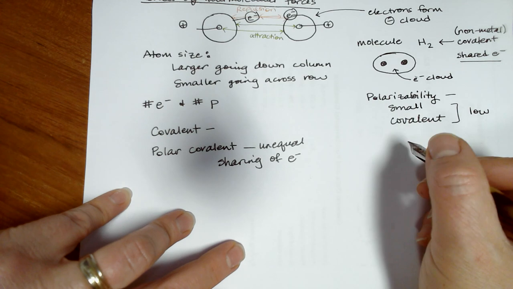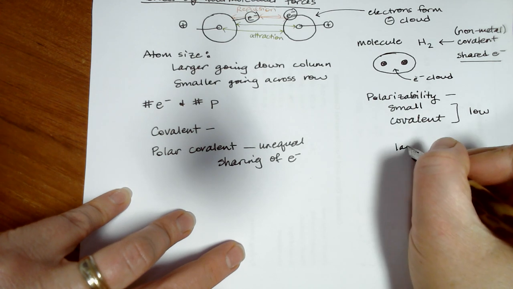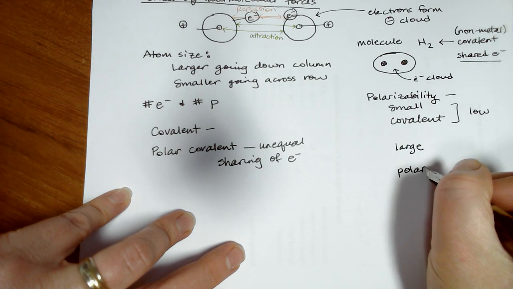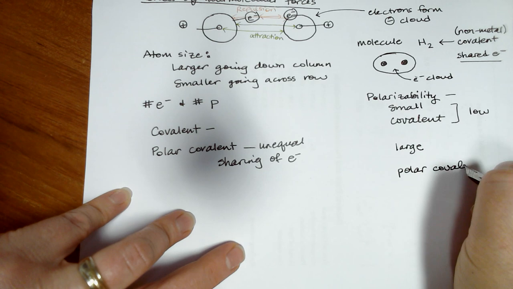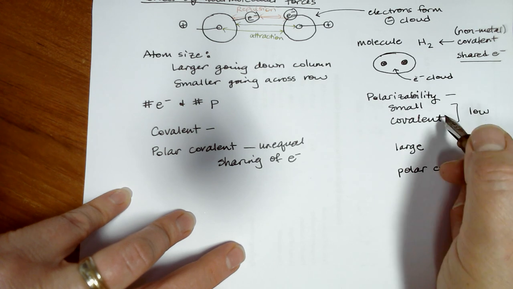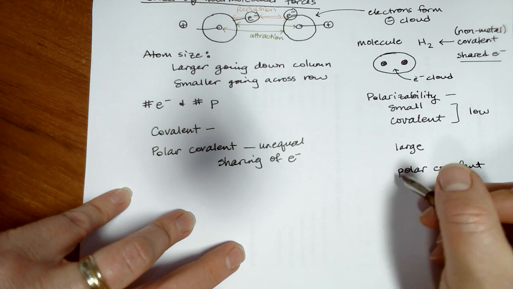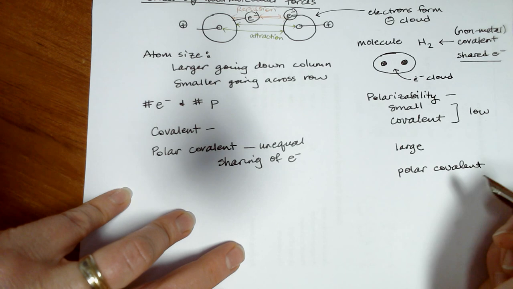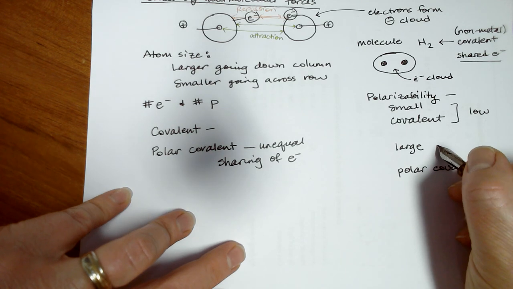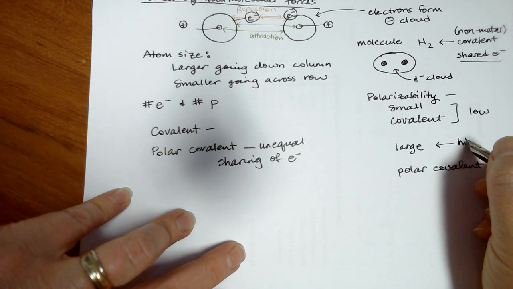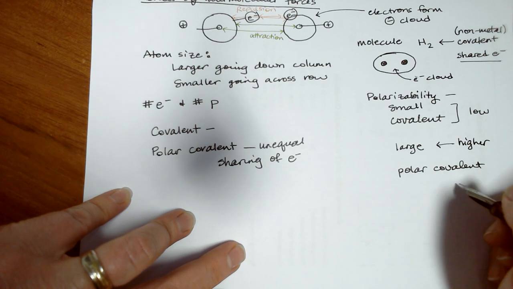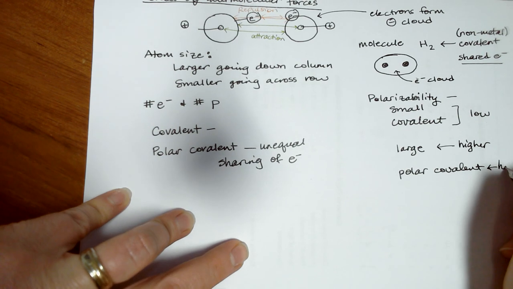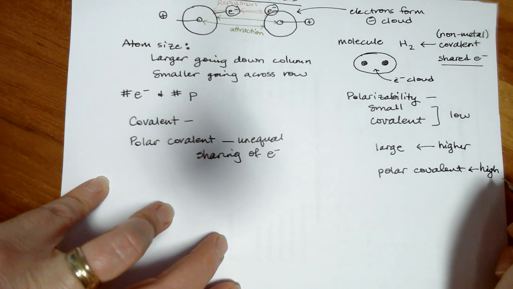On the other hand, if we have a large molecule, and also if we have unequal sharing already, so we've got a polar covalent bond, and these don't have to happen together. You can have a large molecule with covalent bonding, you can have a small molecule with polar covalent, or you can have a large with polar covalent, so they can all go together. But if you have large molecules, then you tend to have higher polarizability. And if you have a polar covalent bond, then you also tend to have high polarizability.